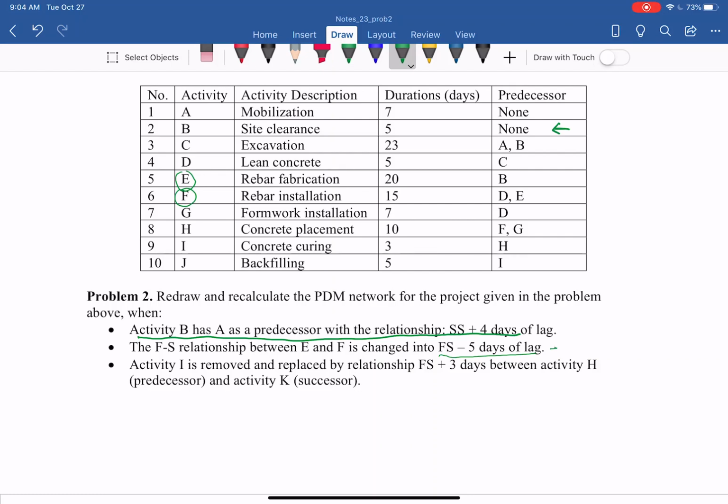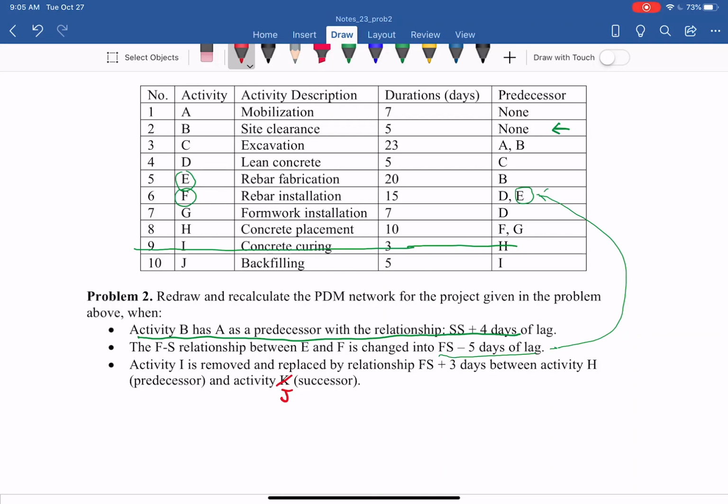So here, F follows E, but with lag negative 5 days. It means that F can start 5 days before E finishes. If you recall, that was in the previous lesson video when we talked about lead and lag. And then the last one, activity I is removed. So we can remove activity I, 3 days here, and replace it by the relationship FS plus 3 days between predecessor activity H and J. It says K, but it should be J here. This is a typo.